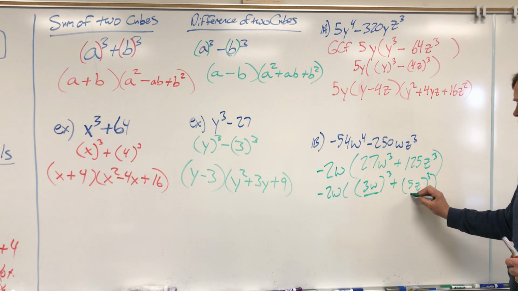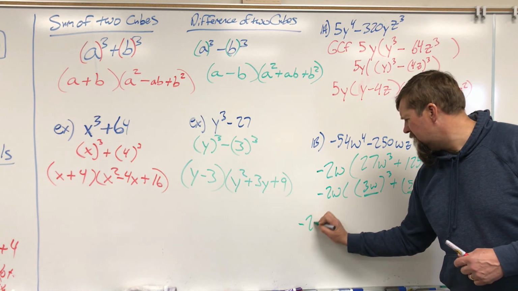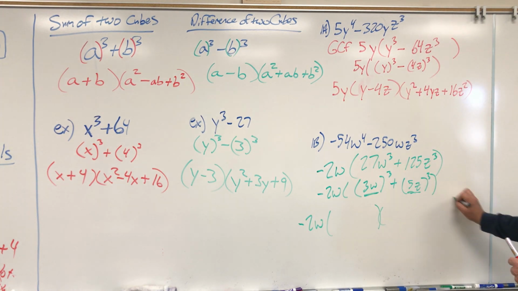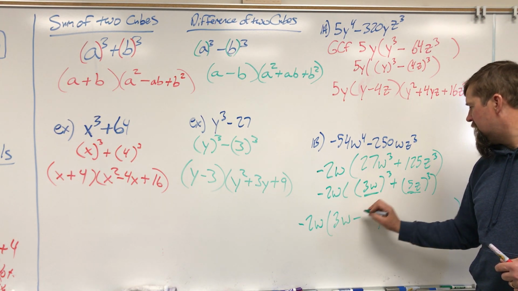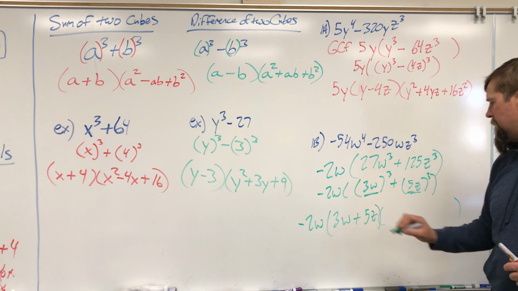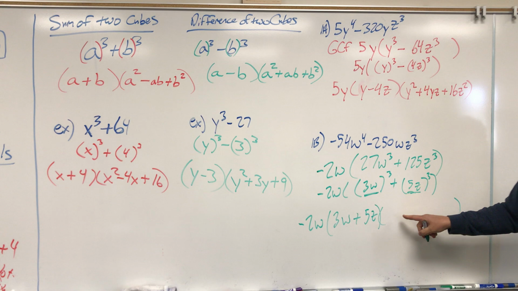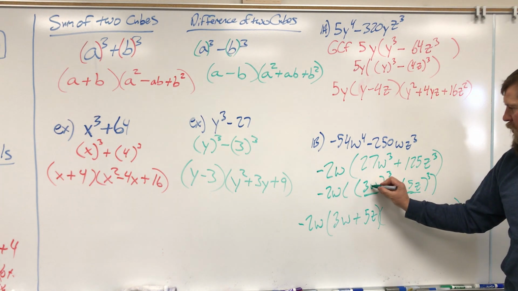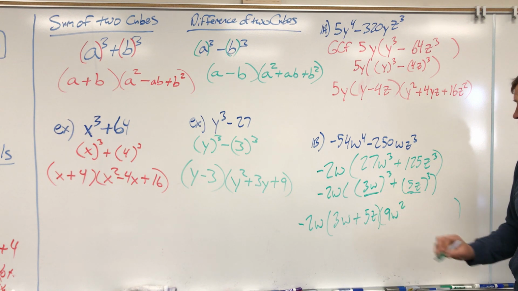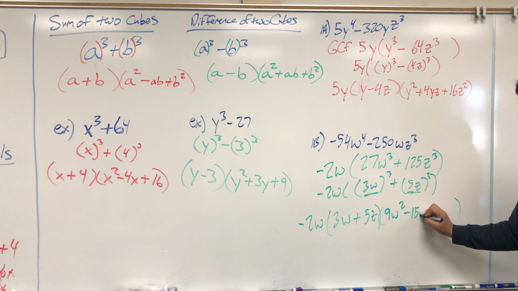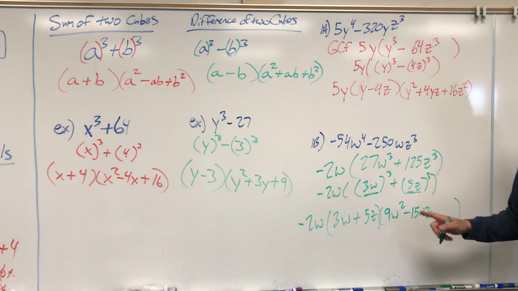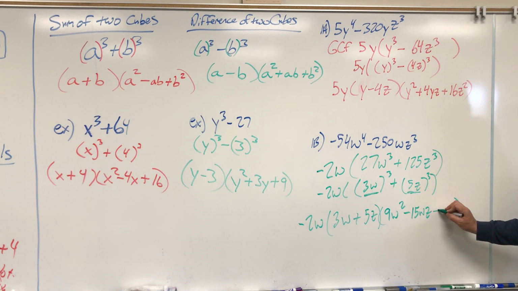So this is like your A, this is like your B. Again, I'm just going to put the negative 2w out front. I've got the first factor, which is going to be the 3w plus 5z. The second factor, you square 3w. So it's 9w squared minus 3w times 5z is 15wz. The last term is going to be 5z quantity squared, which is plus 25z squared. And there's your factored form.